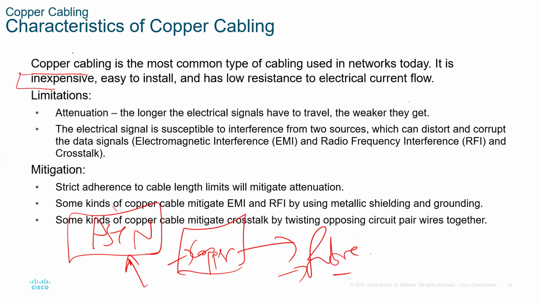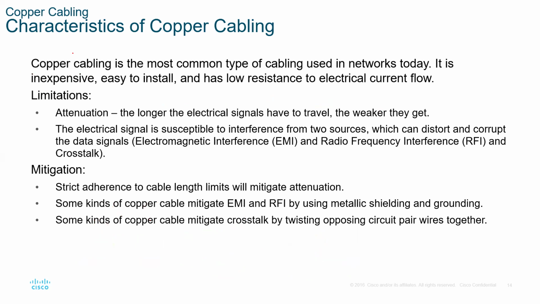And here we see that copper has very high attenuation, meaning the longer the distance the electrical signals have to travel, the weaker they get. So if the distance is large, we have weak signals being transmitted. That's why it's being replaced with fiber. Because with fiber, you cannot easily attenuate the signal.